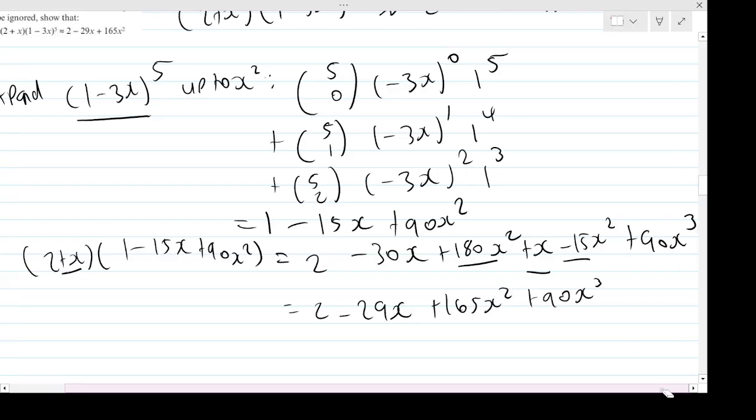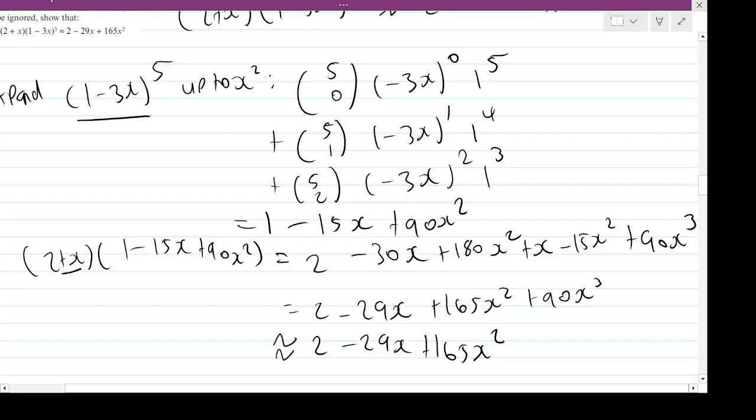Now, they told us to disregard or ignore or get rid of, or not put in x cubed or higher, or powers higher than 3. So we basically can say this is approximately 2 minus 29x plus 165x squared. And there's our answer.